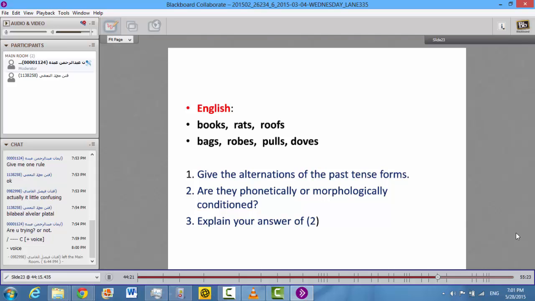Look here at books, rats, roofs, bags, ropes, pulls, and doves. Here, I want you to give me the alternations of the plural morpheme. Again, we talked about this before.